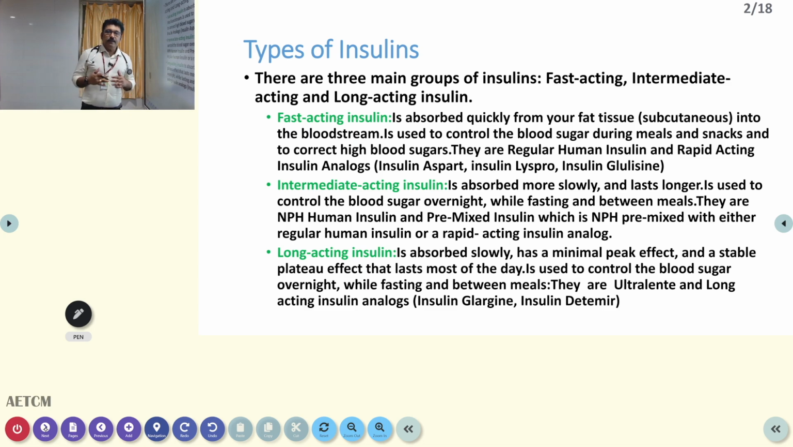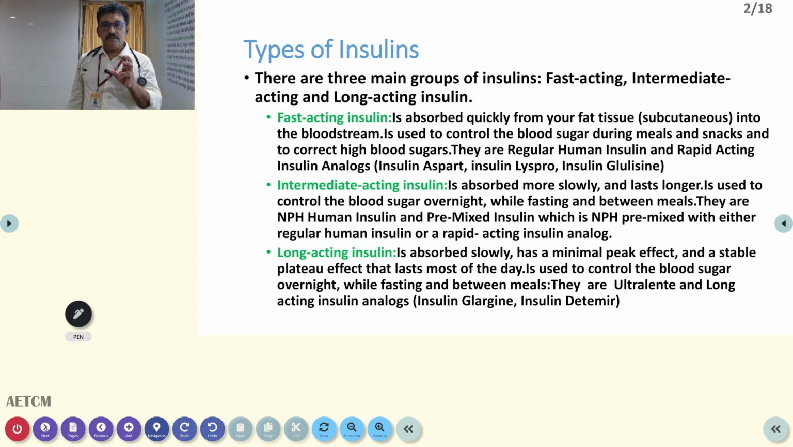So sometimes we have to give oral hypoglycemic agents. Some of the oral hypoglycemic agents try to induce insulin secretion. They are called secretagogues. Some can increase the utilization of insulin in the peripheral tissues, like metformin. Here we are discussing insulin as such.